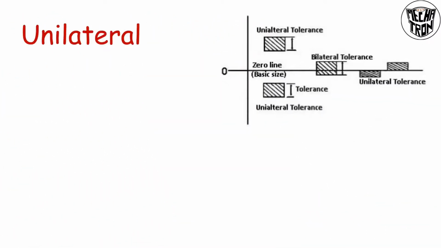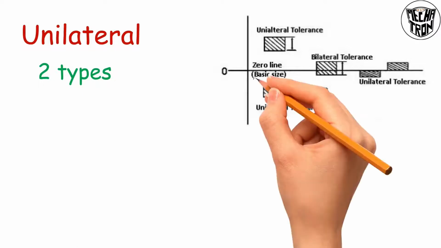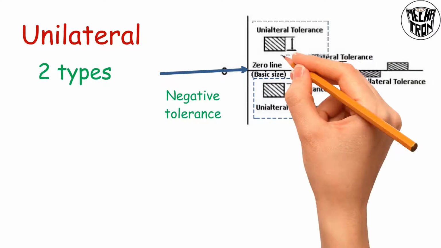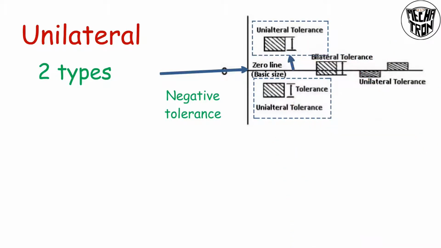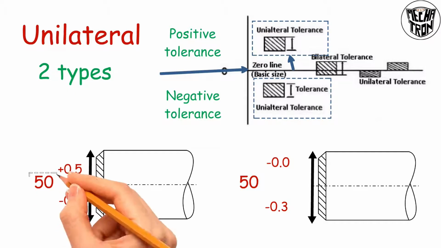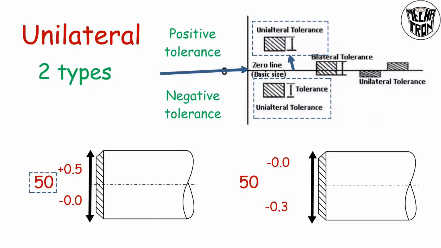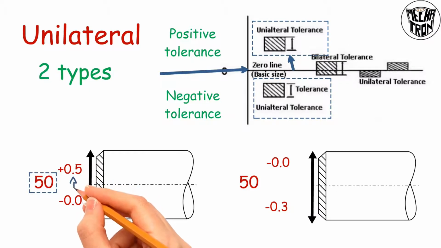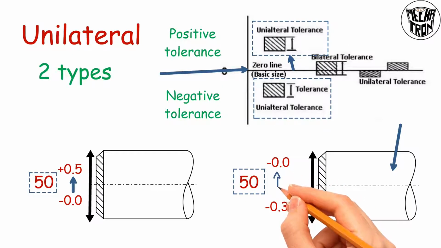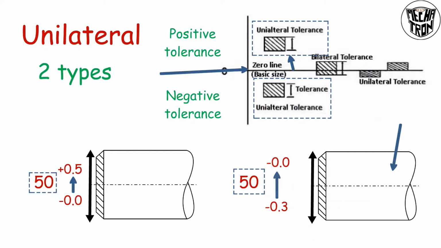So unilateral tolerance. It is divided into two types. If the tolerance value is below this baseline, then it is negative tolerance value. And if tolerance value is above this baseline, then it is positive tolerance value. For example, we will take this circular shaft with some dimensions. This dimension is for our reference. Here, basic size is 50 mm diameter and positive tolerance value is from 0.0 to 0.5 mm. And in this figure, basic size is 50 mm diameter and negative unilateral tolerance value is minus 0.3 mm to 0 mm. For this unilateral method, these methods are represented in engineering drawing.